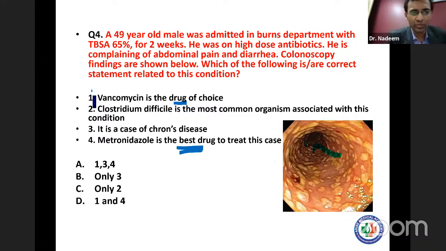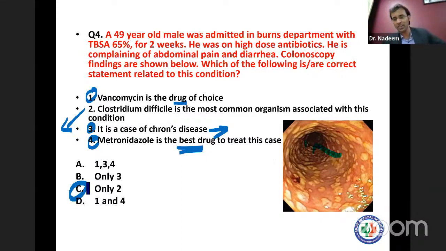So option 1 is gone, option 4 is gone. What about option number 3? No, just now we have diagnosed that this is a case of pseudomembranous colitis, so this is not Crohn's disease. Option number 2, Clostridium difficile is the most common organism associated with this condition. Yes. So out of these 4, C is right. Only 2.